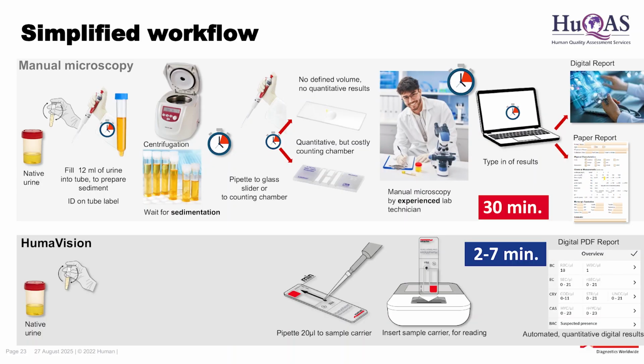But by the centrifugation, at the same time, we destroy many cells. I will come back to this topic. That entire process takes about 20 to 30 minutes per sample, including the preparations. With the HumaVision, that's the name of this machine, it takes only 2 to 7 minutes. You use native urine directly, 20 microliters, put it on a special glass slide, put the glass slide in the analyzer, it does the image, the picture, and a few minutes later you get the results.